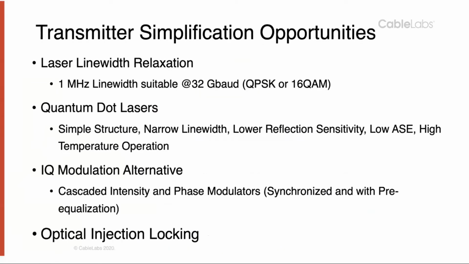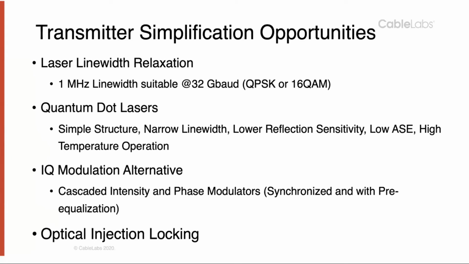There are other opportunities to simplify the transmitter. I mentioned the relaxation in the link budget. We have a generous link budget, and we can use that to relax optical components. We have demonstrated QPSK and 16 QAM transmission at 32 gigabaud using 1 megahertz linewidth DFB lasers. So you can also lower the cost like that. Quantum dot lasers are attractive because they provide narrow linewidth with a simple structure. So this can also be introduced in the access.